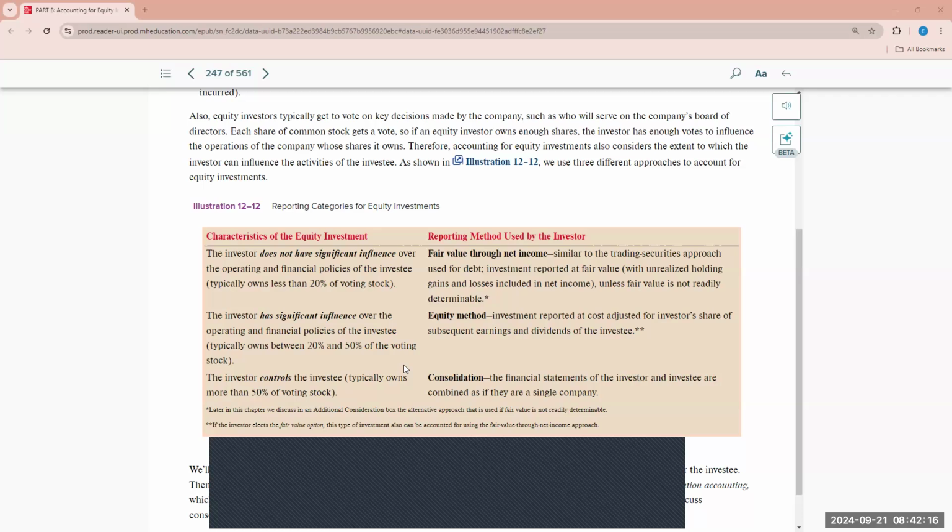So again, the first thing is, do they have no significant influence? Less than 20%. If so, we use the fair value through net income. The second characteristic is, does the investor rather have significant influence? That's ownership between 20 and 50% of the voting stock. If so, they use the equity method. And lastly, do they control the investee? If so, consolidation is necessary.